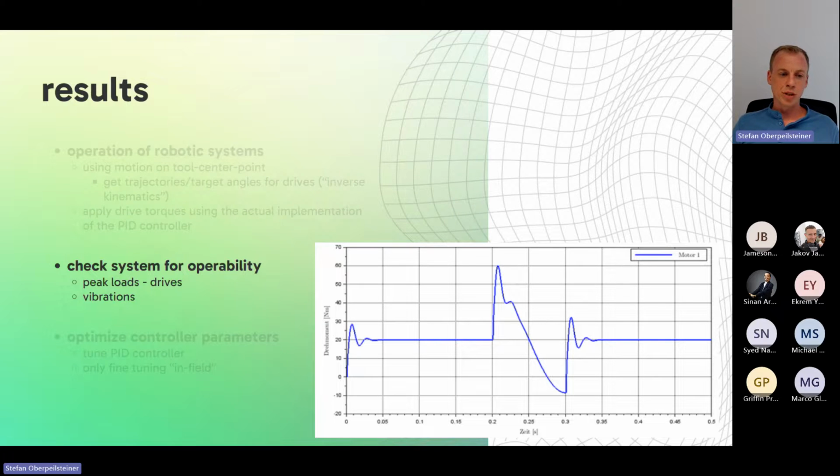With this PID output, you can check for operability. That means, are there any peak loads in the drive? Will the drive be powerful enough, or should you choose another drive? And of course, are there any vibrations with the current setup? That could be of interest for different things. If the surrounding does not allow any vibrations, or the support of the robot cannot withstand these vibrations, this should be avoided. So vibrations can also be checked here.